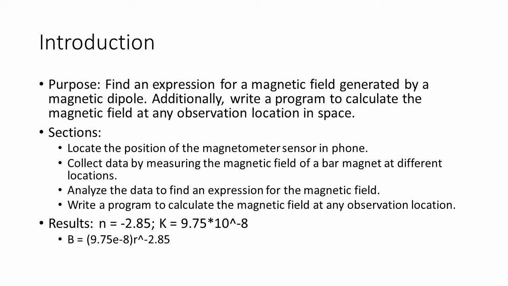There are four main sections to this lab. One, locating the exact position of the magnetometer sensor in our phone. Two, measuring the magnetic field using the sensor at different distances. Three, analyzing the data using an Excel spreadsheet to find the expression. And four, write a program to find the magnetic field at any observation location in space.